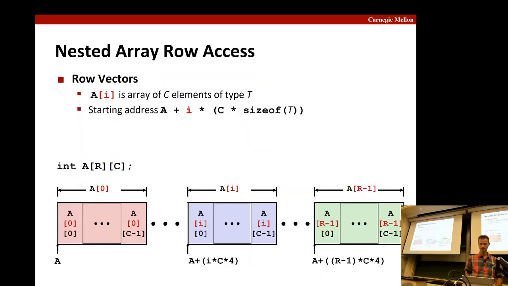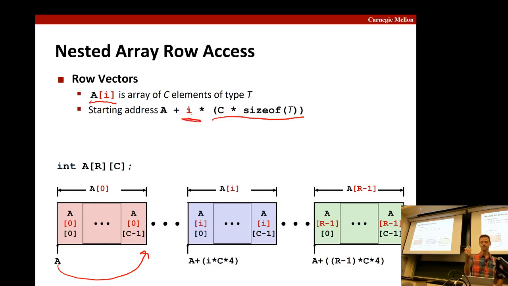Good. Okay, so now how do we access things in it? If we want to access an entire row, how do we get the starting address for that row? Well, the starting address for the row jumps by however many columns there are, times the size of the item. So that's what's shown here. If I have 10 columns, then this jumps by 10 times the size of each element. And if I want to get to row I, then multiply that by I.